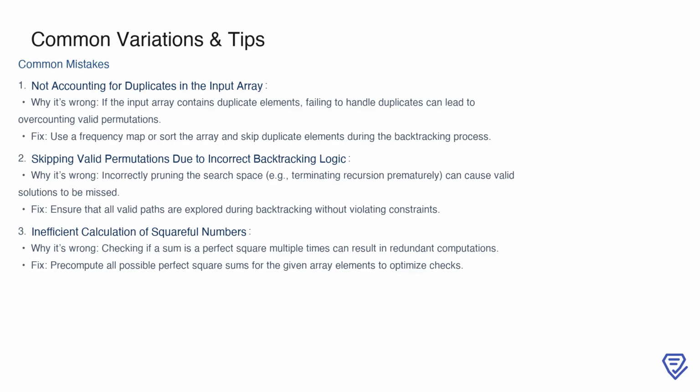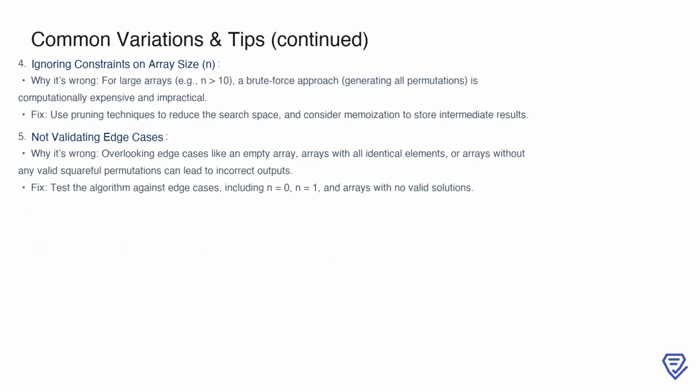Another important variation to consider is ignoring constraints on the array size. For larger arrays, such as when n is greater than 10, using a brute force approach to generate all permutations is computationally expensive and impractical. To handle this, you can apply pruning techniques to reduce the search space and use memoization to store intermediate results, which can significantly improve efficiency.